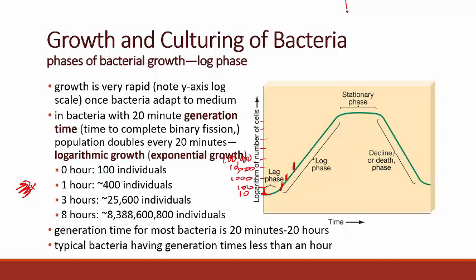For most bacteria, a generation time is going to be something on the order of 20 minutes all the way up to 20 hours. So every bacterium has a different generation time at maximal growth. And so it's going to be somewhere between 20 minutes and 20 hours. But the typical bacterium, so the average bacterium, is going to have a generation time of less than an hour. So 20-hour generation times, that's a really long generation time that we see. Okay, so hopefully logarithmic growth makes sense here.